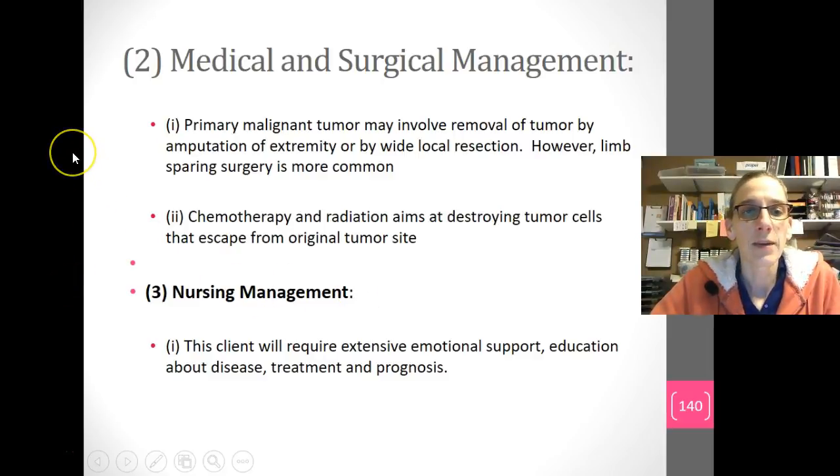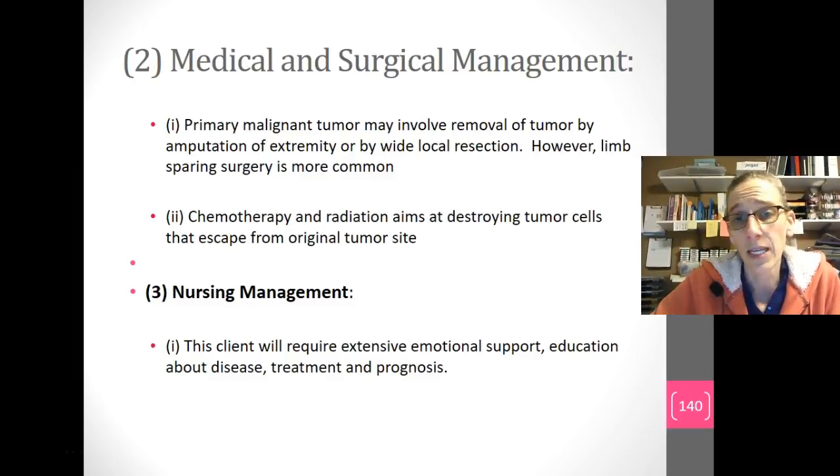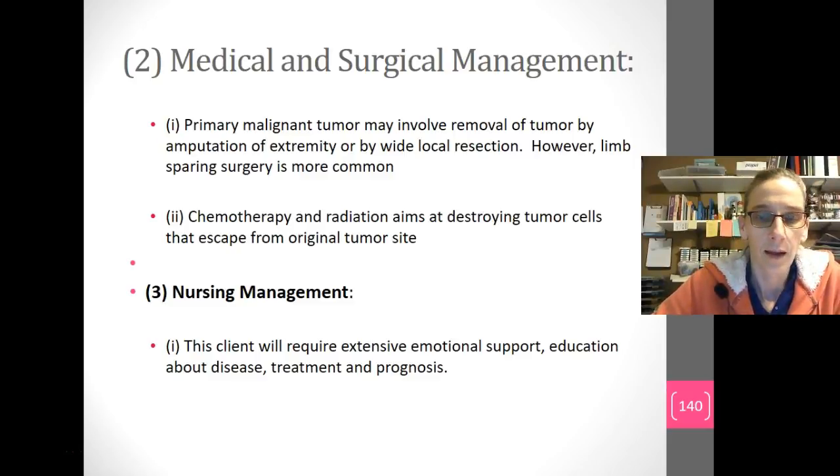Medical and surgical management for primary malignant tumors involve removal of the tumor by amputation of the extremity or by a wide local resection. I'm going to talk to you about that again in peds. However, limb-sparing surgery is more common. They will try to spare the limb if at all possible. This wide local resection can actually spare the limb, but they may have to go to amputation. Chemotherapy and radiation is aimed at destroying the tumor cells that escape from the original tumor site.